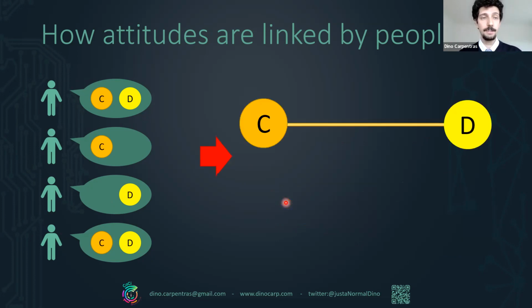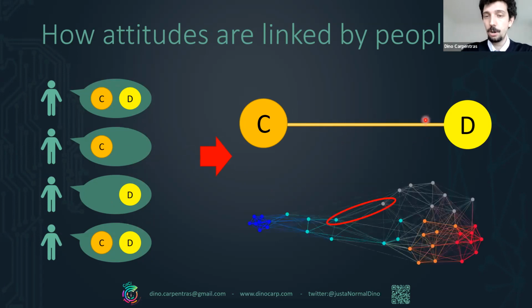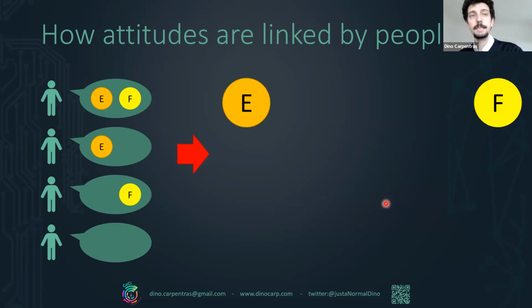If you have other attitudes like C and D, you can see that they tend to appear together, like in the first and the last case, but in some cases they might not appear together. The connection between the two would be weaker, and so they will also appear more separate from each other. Before, we saw a very dense connection. Here we see a big space between these two attitudes. So they're still connected, but the connection is way weaker.